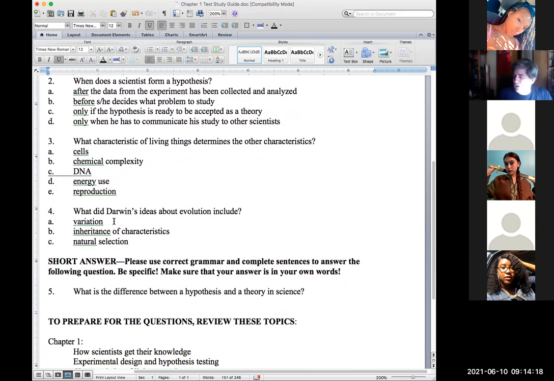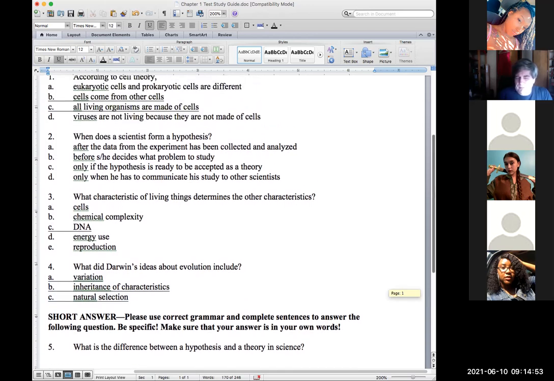Kind of like if I would ask you, who is the tallest person in class? There's probably only one answer to that question, unless 2 people are tied for the same height. What did Darwin's ideas about evolution include? Well, variation. Remember, we said he was the first biologist who recognized that. The inheritance of characteristics. We said this was one of his ideas that was kind of problematic. And natural selection. So for this one, all of the answers would be correct.